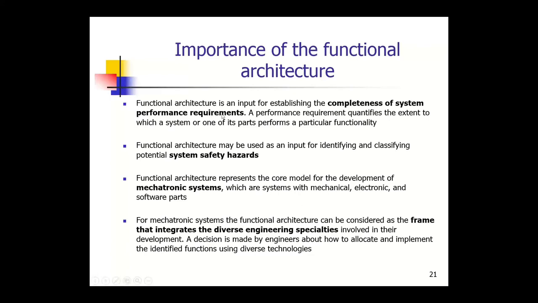So the functional architecture is very important to identify performance requirements. We have the functions and we identify the performance of each function. And we can allocate the function, or we can allocate the function plus the performance requirement. There are two approaches here. I saw people that prefer to allocate functions, and people that prefer to allocate functional requirements plus performance requirements. Functional architecture is very important for safety analysis. Functional architecture is the core model for mechatronic systems. So the functionality is independent of the implementation, whether the implementation of the function is a mechanical component, an electronic component, or a software component. For mechatronic systems, the functional architecture is the core artifact that integrates the diverse engineering specialties.